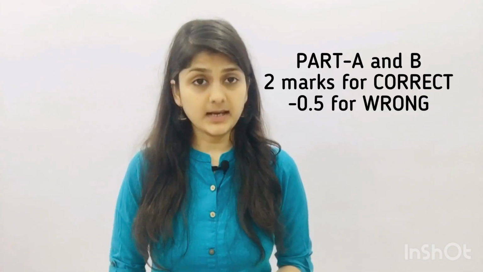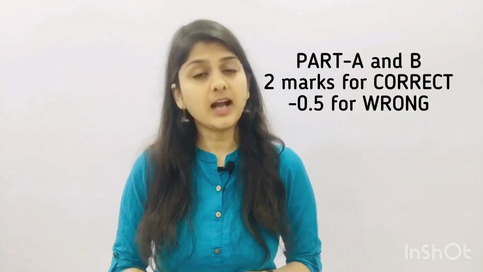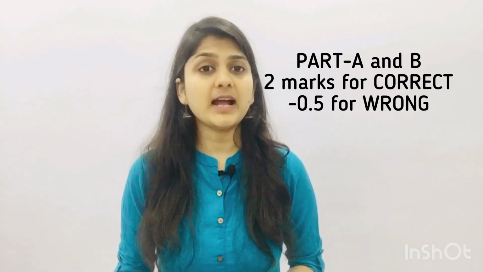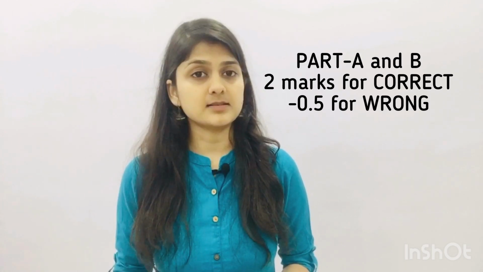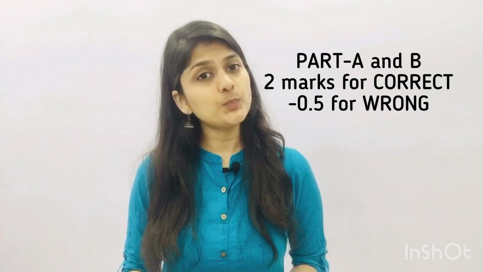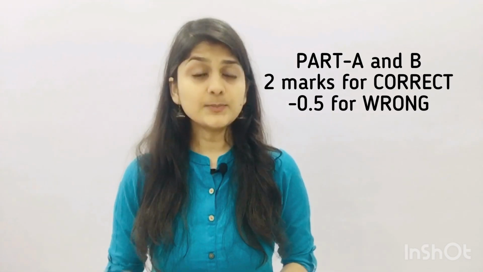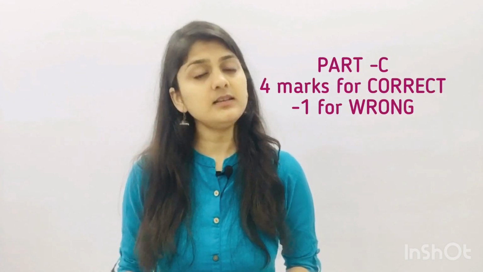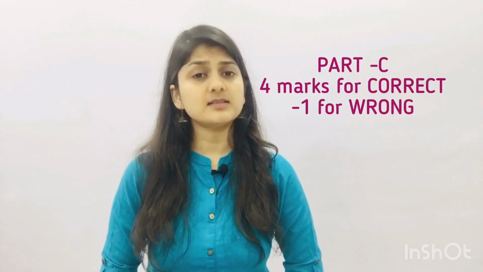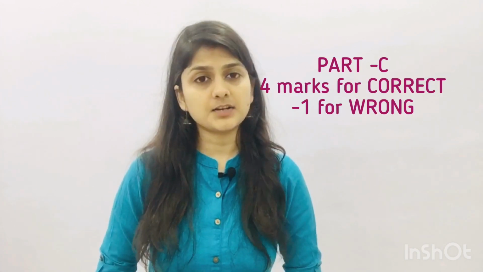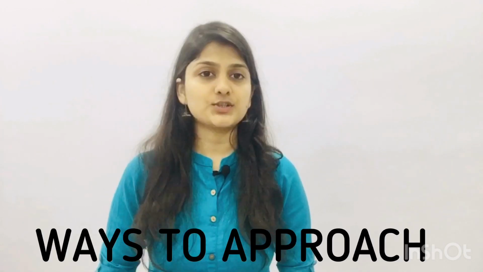So in part A we have 2 marks for every correct answer and we get 0.5 as negative for every incorrect answer. And in part B also we get 2 marks for every correct option and 0.5 is deducted for every wrong answer. Talking about part C, we have 4 marks for a correct answer and -1 is deducted for every wrong answer. So this was the marking scheme and the negative marks that we get for every correct and incorrect answer. Let's talk about how we should approach each of the sections.